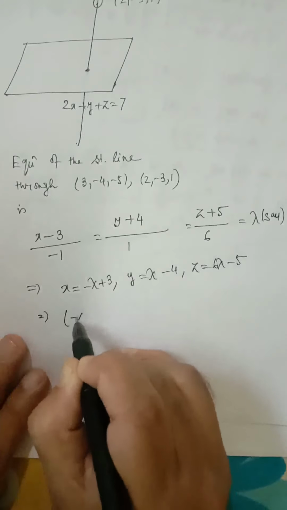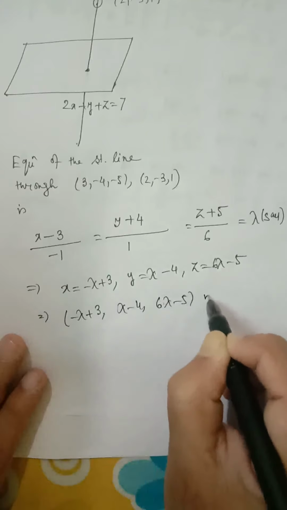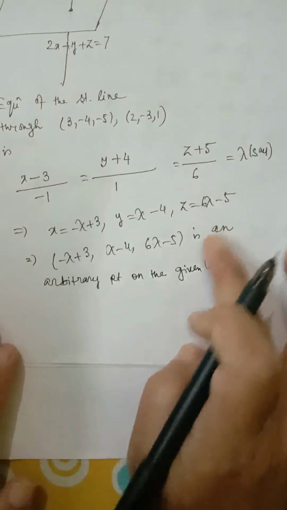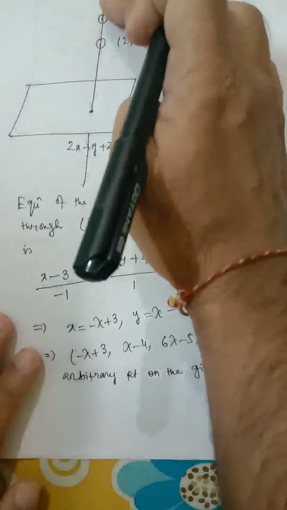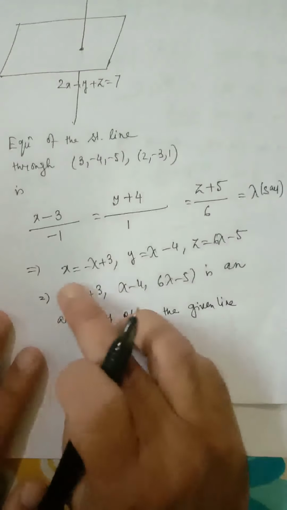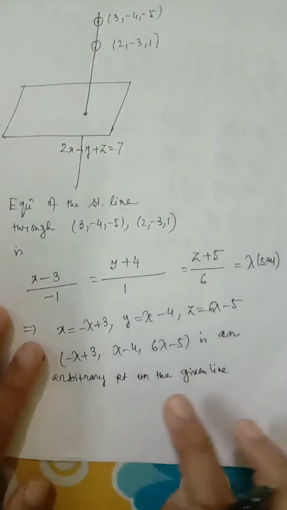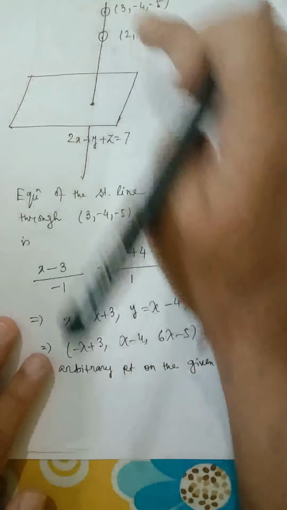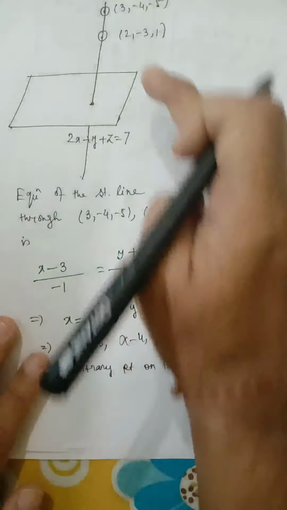So minus lambda plus 3, lambda minus 4, 6 lambda minus 5 is an arbitrary point on the given line. This is actually the equation of this straight line. Taking this equal to lambda, we get the values of x, y and z as this. So this is an arbitrary point on this line. Arbitrary point means for different values of lambda, we will get different points on this line. For lambda equal to 1, we will get 1 point. For lambda equal to 2, we will get another point. For lambda equal to 3, we will get another point.